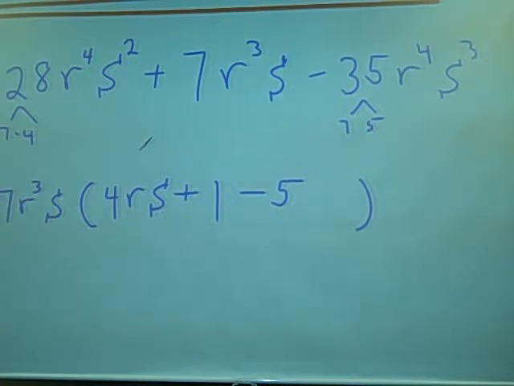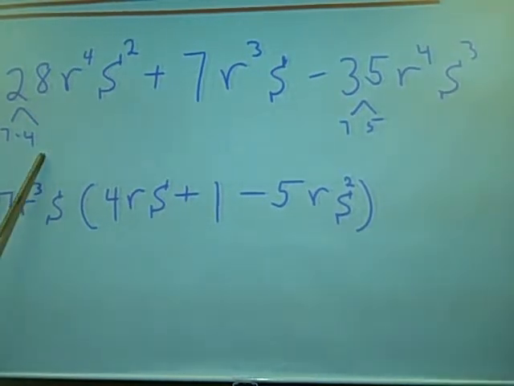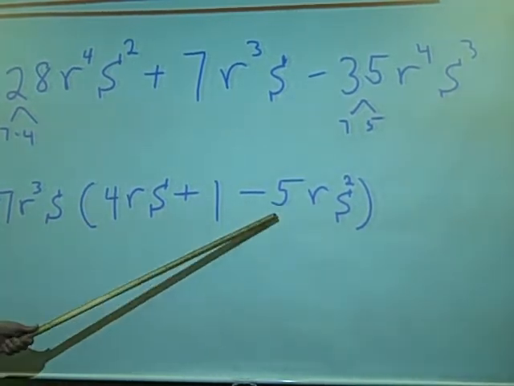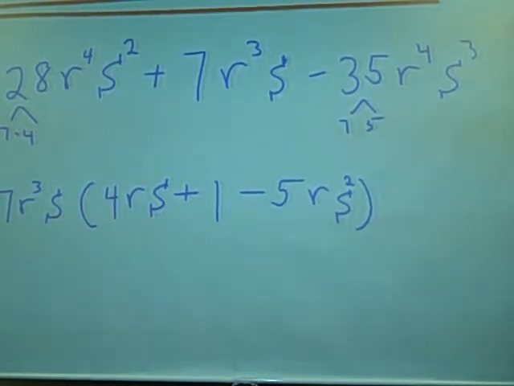R cubed factored out of r to the 4th, that leaves us with r to the what? Right, just r to the first, or just r. And s to what power? Second. Right, s to the second power. So if you were to distribute the 7r cubed s back in, you should get what you started with. Okay, so that's your check.